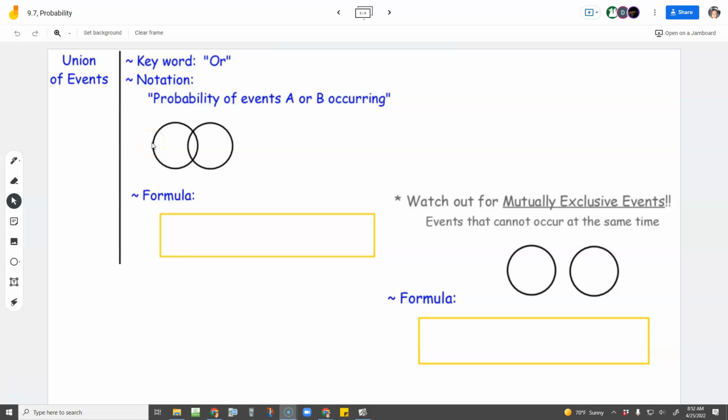Here we are in 9.7. You guys have had some time to take notes, and so we're going to pick it up and just bust our way through the rest of notes.